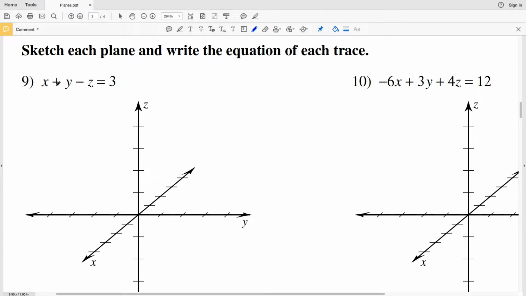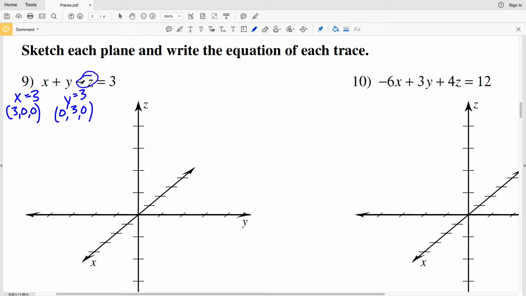So finding the x-intercept, that occurs when y and z are 0, so x equals 3. So we're going to plot (3, 0, 0) for the x-intercept. The y-intercept occurs when x and z are equal to 0, so that's y equals 3. So we're going to plot the point (0, 3, 0).